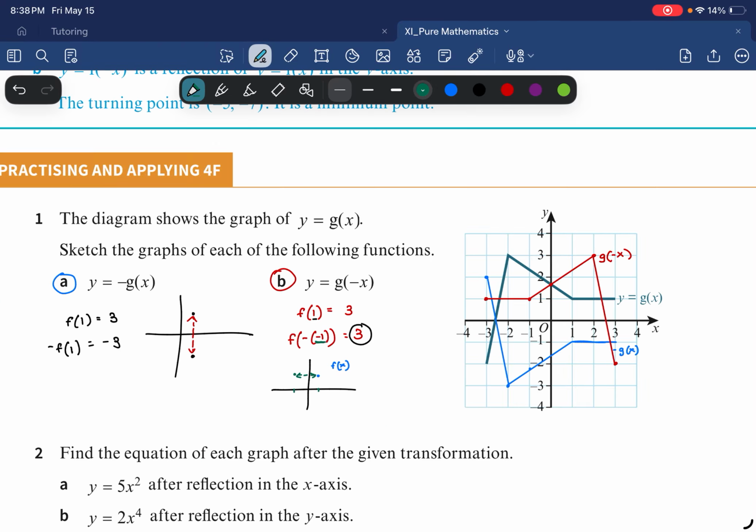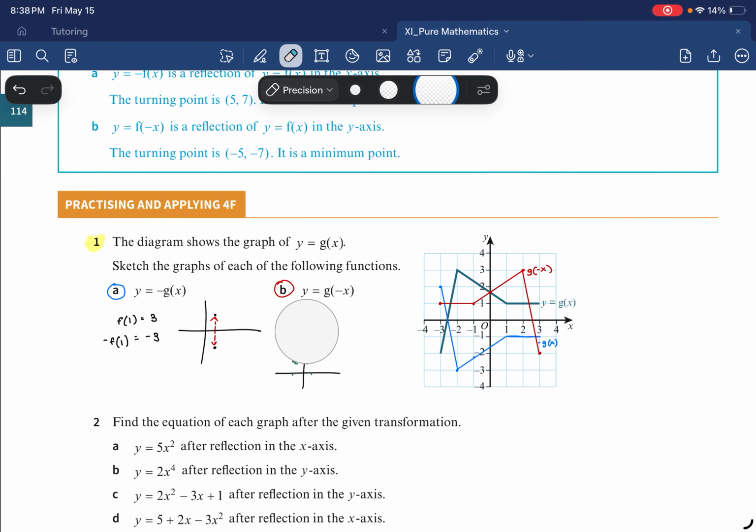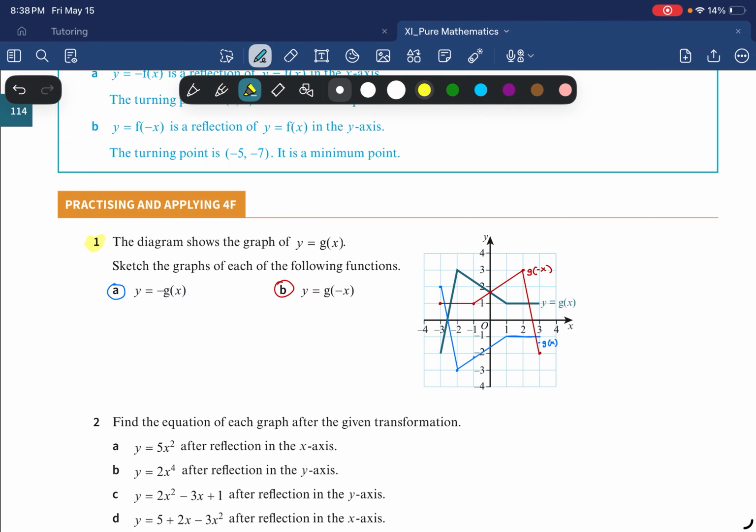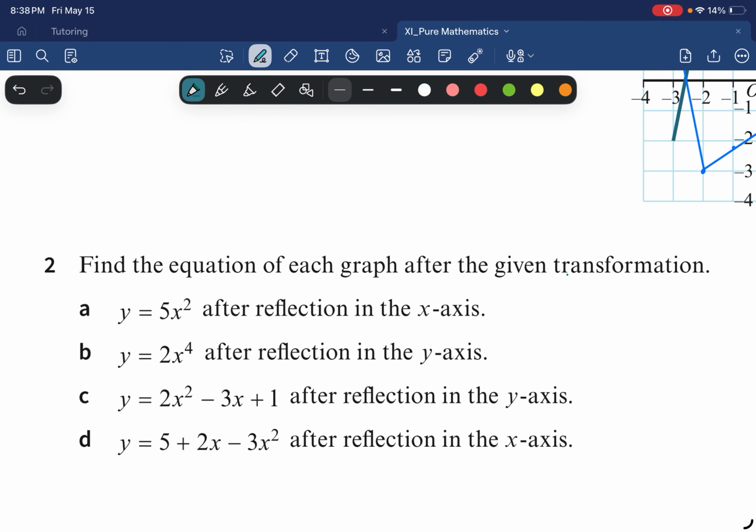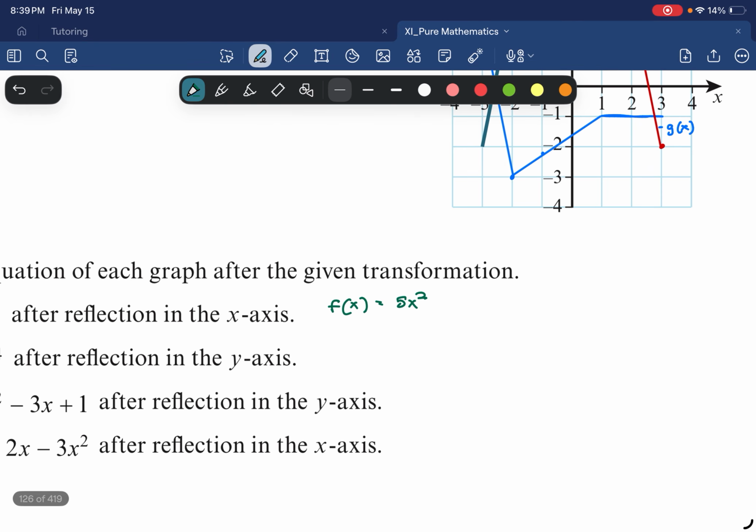All right, so we're done with question 1. So let me erase this. Question 2. Find the equation of each graph after the given translation. So y is equal to 5x squared after reflection in the x-axis. So minus f of x, right? So that is going to be minus 5x squared. So if f of x is equal to 5x squared, to reflect it over the x-axis, we need to take minus f of x. So that is going to be minus 5x squared.